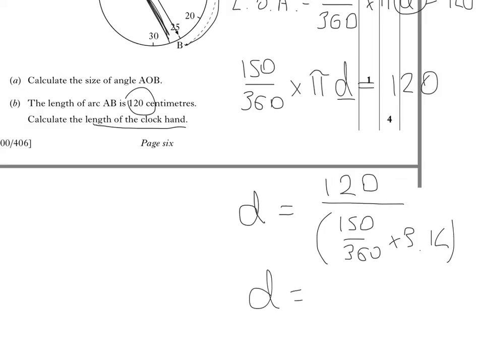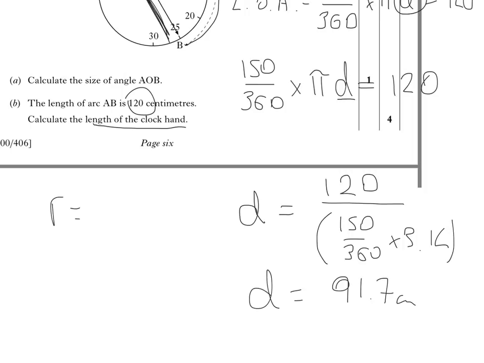Just be careful as you're entering that stuff into the calculator. So you can do 120 divide and then open up a bracket and throw all that in. Now if you're careful, that will give you 91.7 centimetres for the diameter.